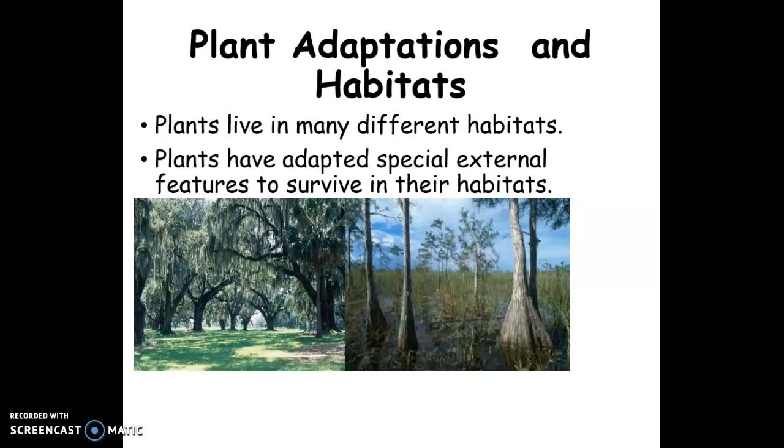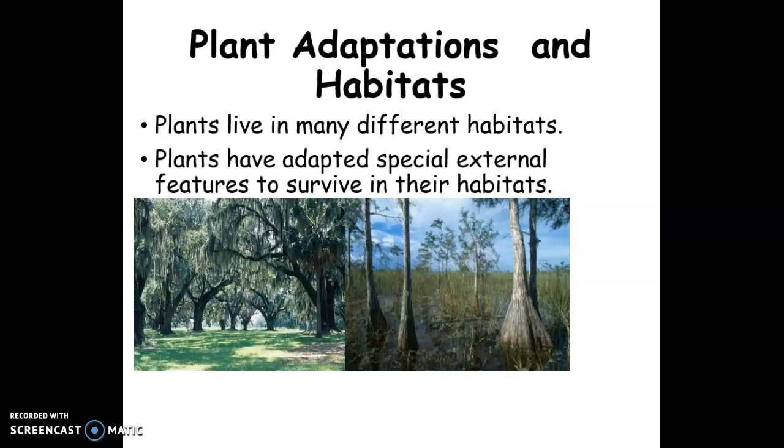Last week we learned about plant adaptations, plant characteristics, and habitats. This week we will continue to learn about plant adaptations. Your learning target is I can identify the features of plants that help them to thrive in different Georgia habitats.